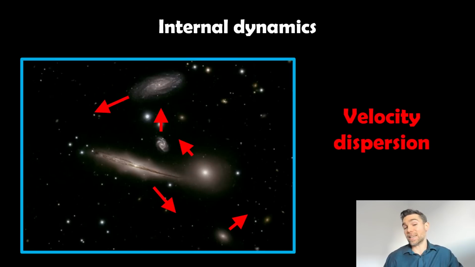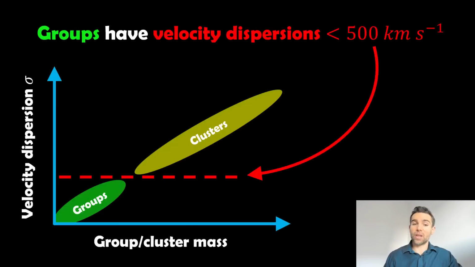Now what happens here is that when you have more member galaxies, the total mass of the collection goes up, you get a greater distribution in the velocity dispersion, you get a wider spread in that velocity, so you get a greater velocity dispersion. And just to highlight that, you've got this here.